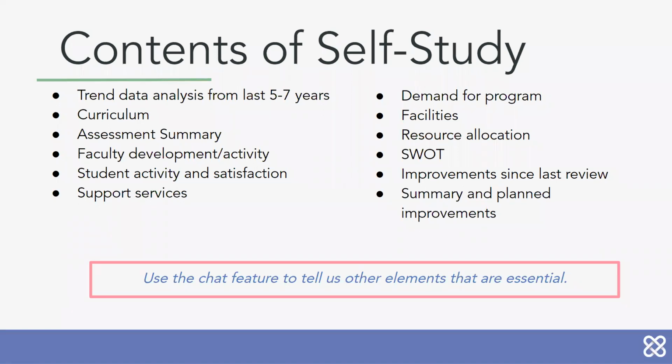Your curriculum. Is your curriculum adequate for current industry needs? What updates have been done over the past 5 to 7 years? Have those updates been effective in improving student learning? Include a summary of your assessment data. What has occurred over the past 5 to 7 years? What has changed? What has improved?